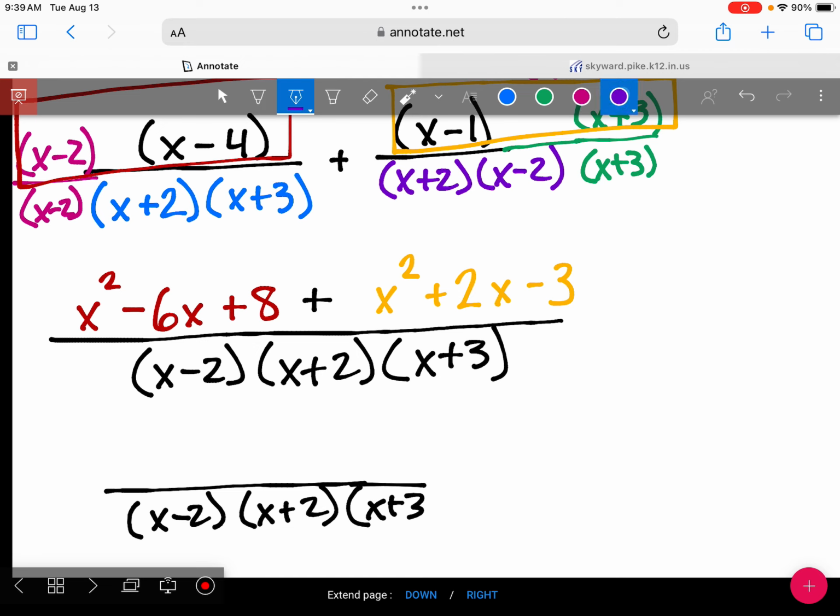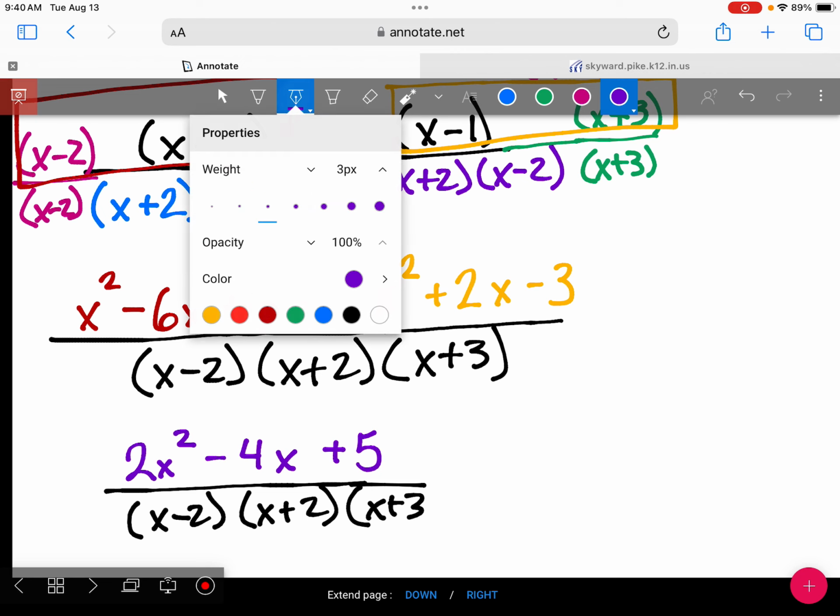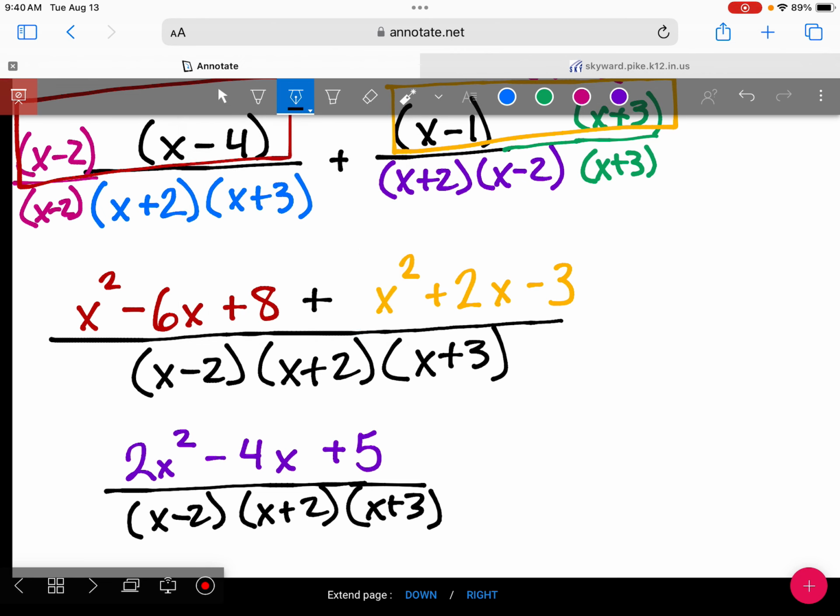What does our numerator simplify to? 2x squared minus 4x plus 5. Can I factor that numerator? Let's check and see. When in doubt, check it out. So we would need to see if it multiplies to make 10, adds to make negative 4. Nope. So that's our answer.